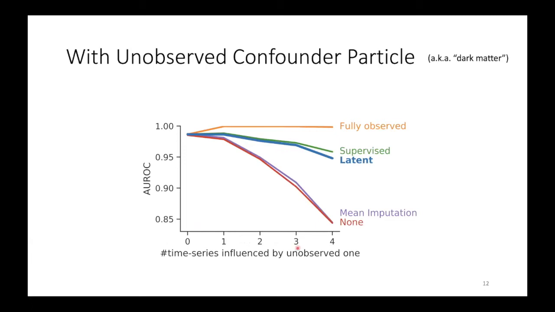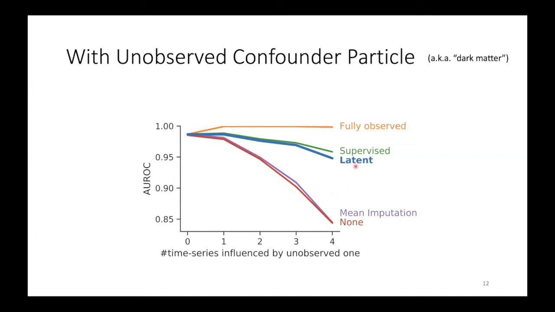We can also add unobserved confounder particles, dark matter, you could think. And on the right, we make the problem increasingly hard, which is the number of other particles which are directly influenced by that unobserved particle. And then if we just observe everything, of course, we get very good performance. If we don't take it into account at all, or we try to do something trivial like mean imputation, we see that the performance degrades very quickly.